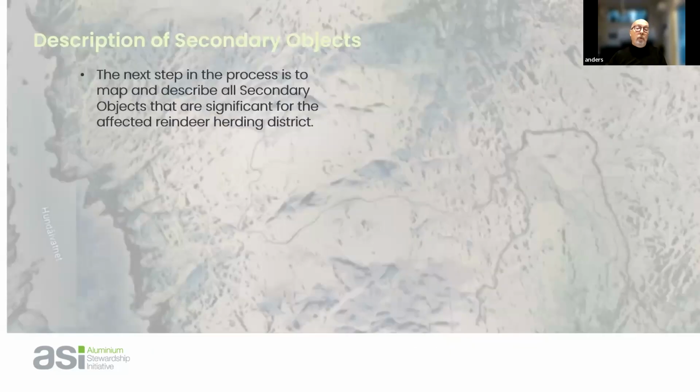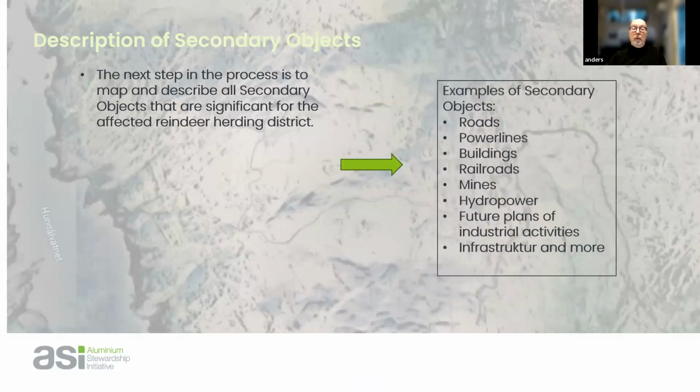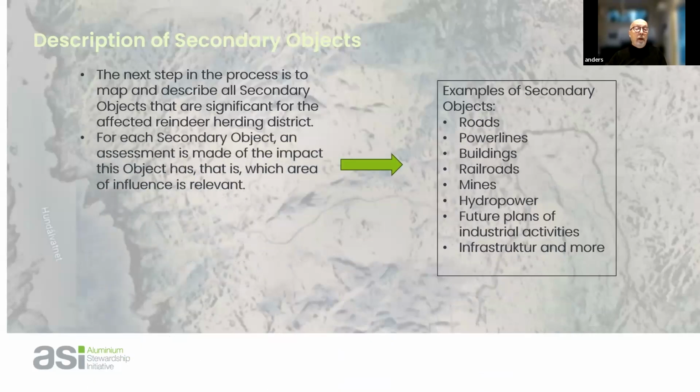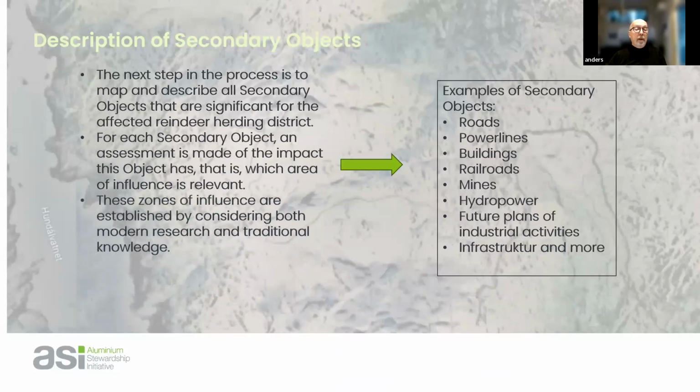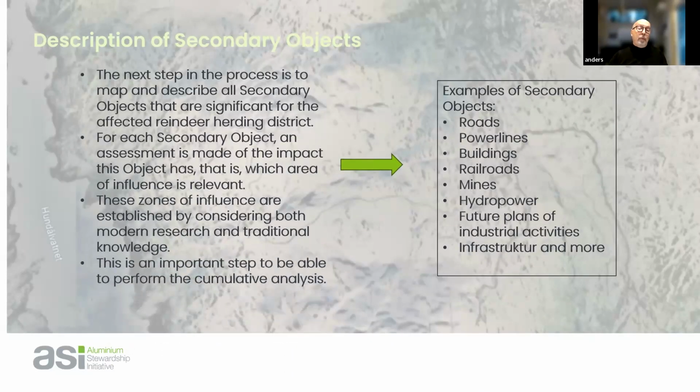The next step is to describe all secondary objects, those objects that could be significant for the affected reindeer herding district. That could be roads, power lines, buildings, railroads, mines, hydropower, future plans of industrial activities, infrastructure, and more. For each secondary object, an assessment is made of the impact this object has, that is, which area of influence is relevant. These zones of influence are established by considering both modern research and traditional knowledge. And this is an important step to be able to perform the cumulative analysis.